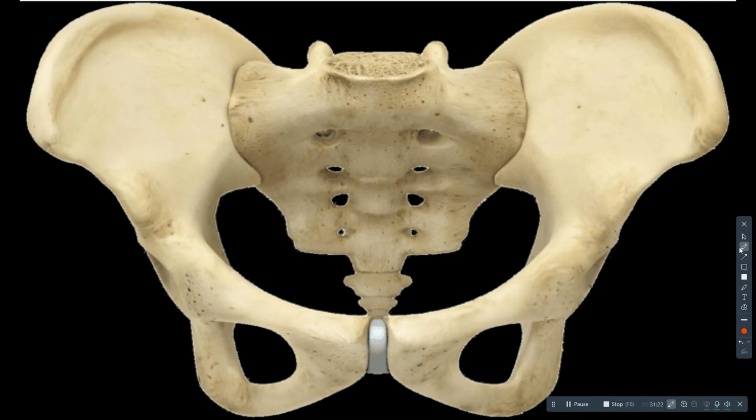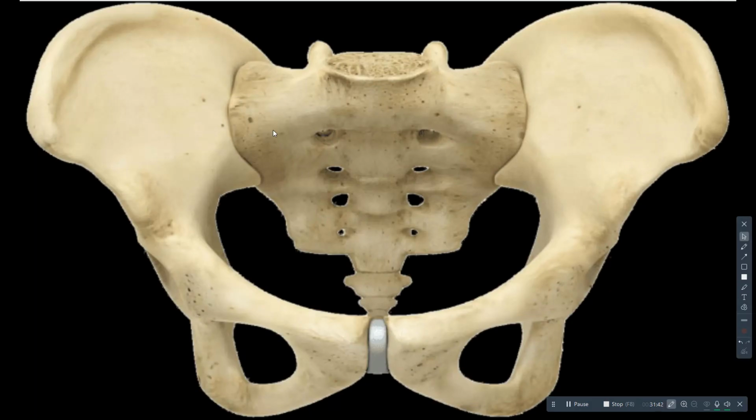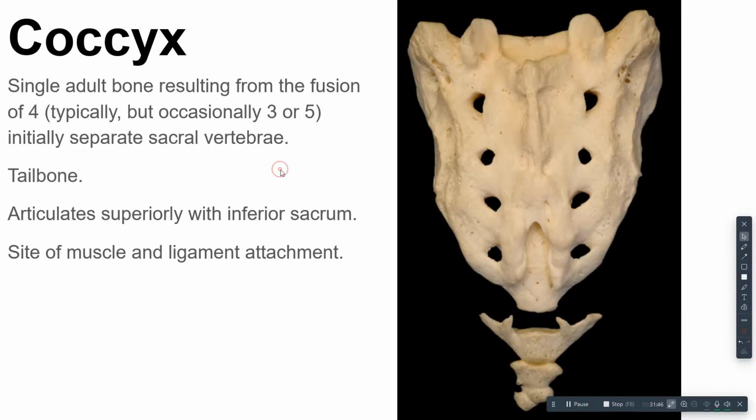Now, if we go back for a second, let's go forward first. There we go. I notice the auricular surface is rather rough. The roughness creates a stronger connection between the two bones. So the roughness limits my movement, which is going to enhance the stability of this joint. All right, that's it for the sacrum.